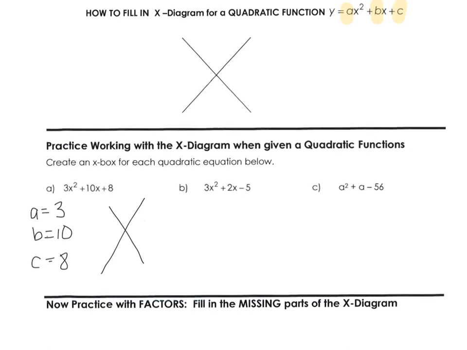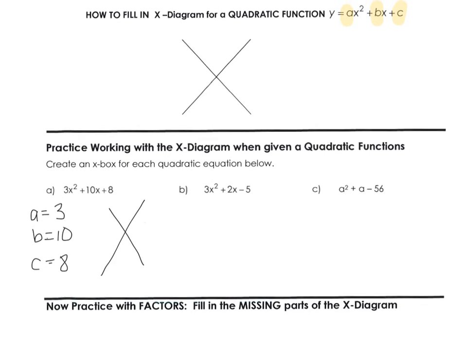Okay, and the rule is that once we identify A, B, and C, in the top of this little x box, we are going to multiply A and C together. And in the bottom, we're going to state what B is. Okay, this is our rule. We're going to do A times C at the top, and we're going to do B at the bottom. So let me take my example that I have down here. A is 3, C is 8. So A times C goes at the top. That's a positive 24. Sometimes I like to write the sign because the sign is important. And then we just put what B is at the bottom, a positive 10.